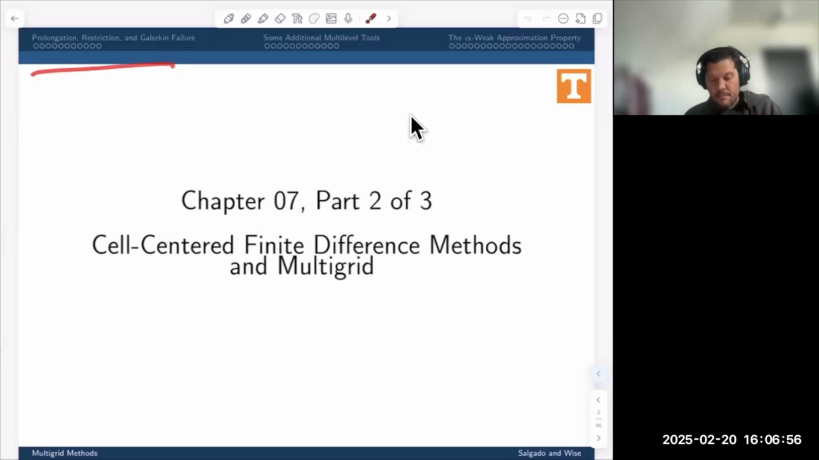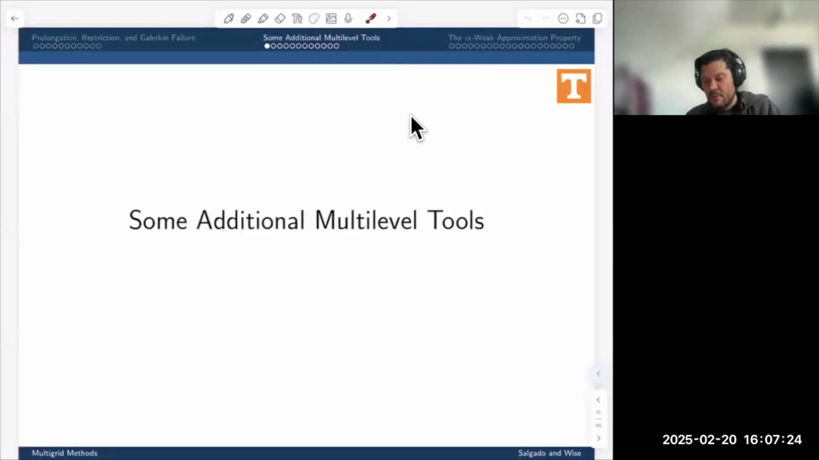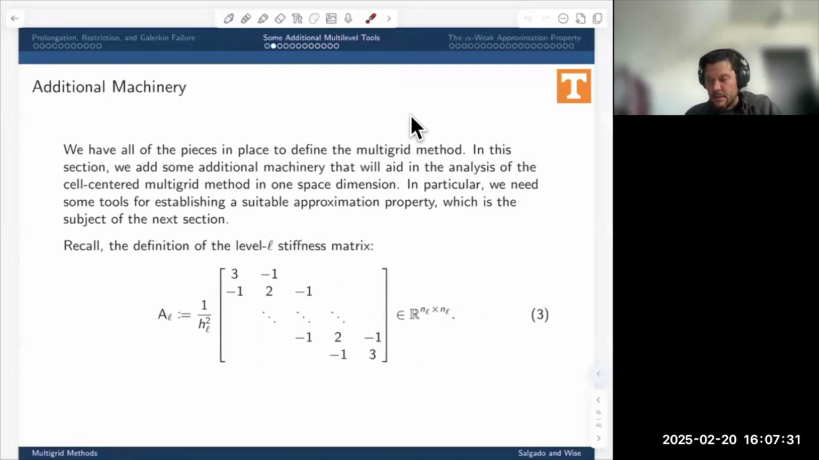So that was that section. The next section that we are in the middle of is where we're introducing some additional multi-level tools in order to carry out the alpha weak approximation theory analysis that we're going to do to conclude this particular part. So let's go back and do a short review of what additional tools we've just introduced in the last class.